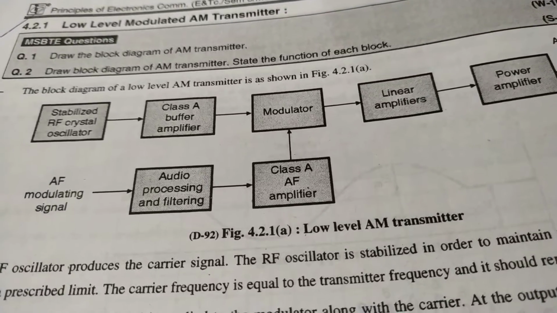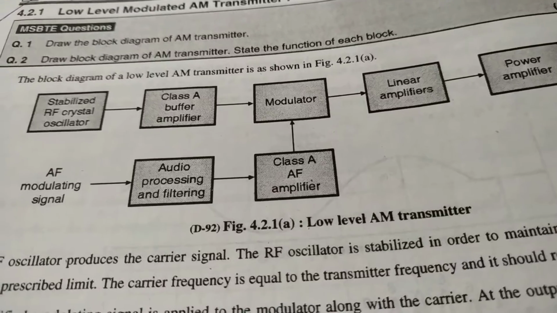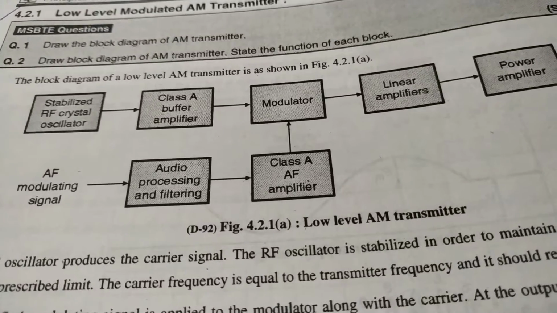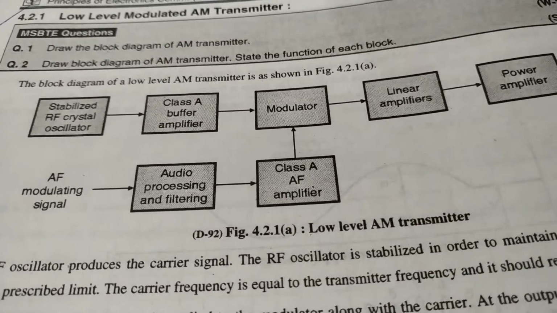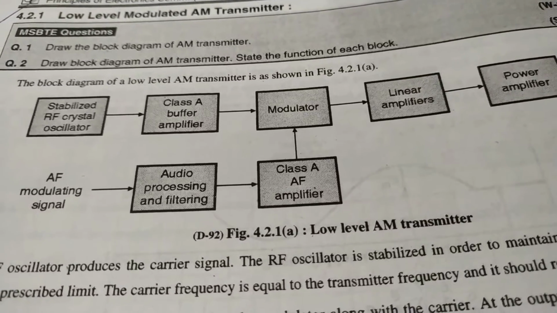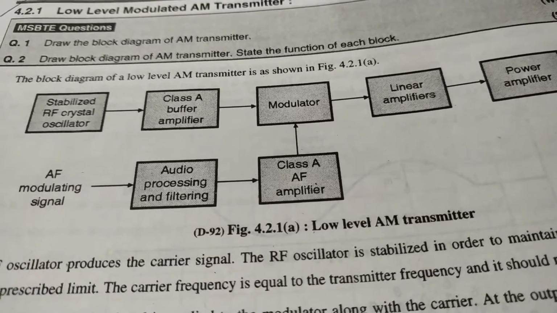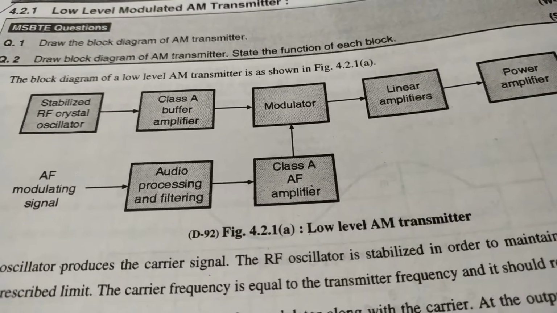Basically, you can observe that this is the block diagram of the low level AM transmitter. The low level AM transmitter is used for generating the amplitude modulated signal. From this block diagram, we can observe how we can generate the low level modulated AM transmitter.